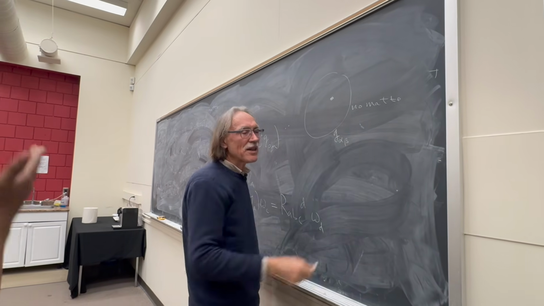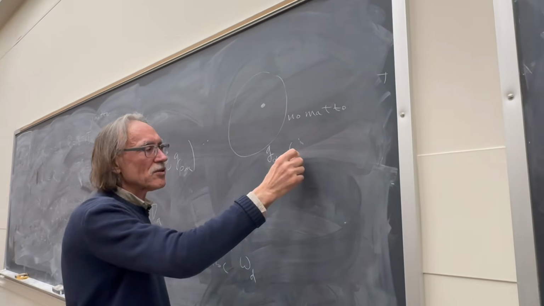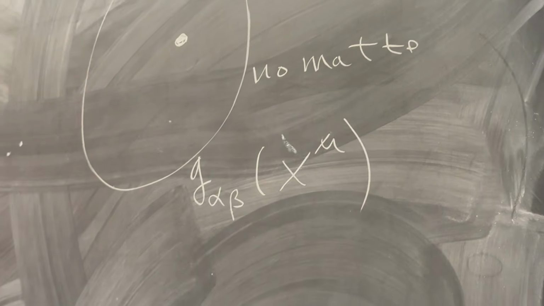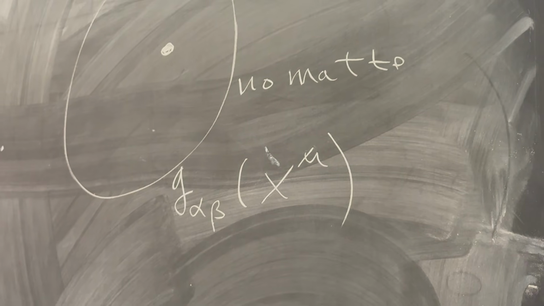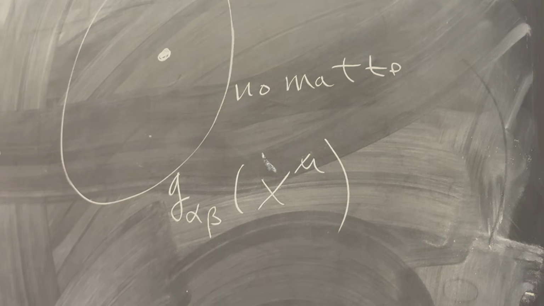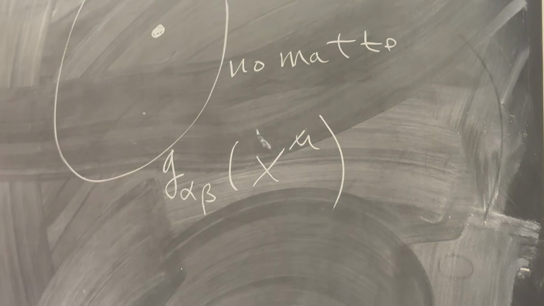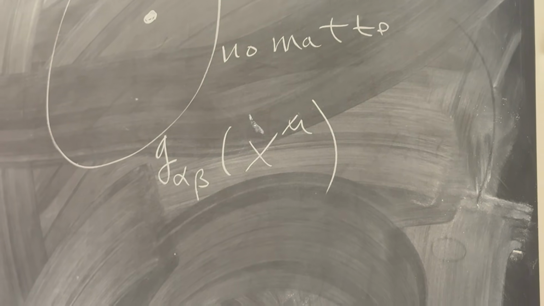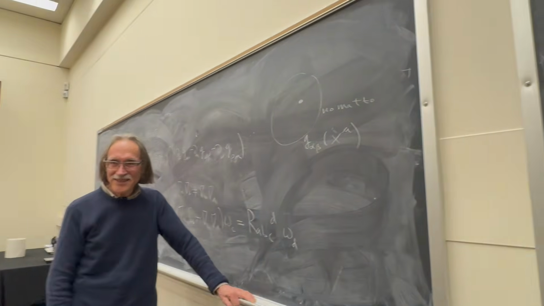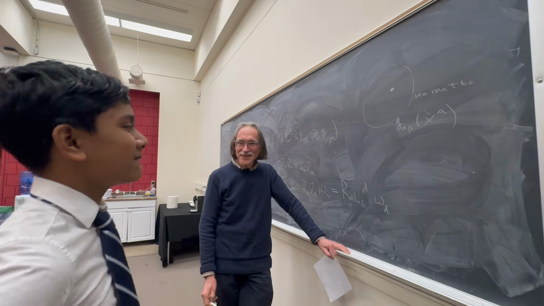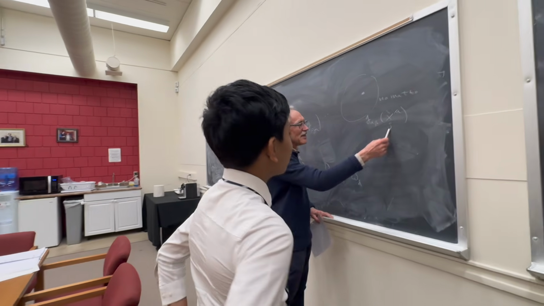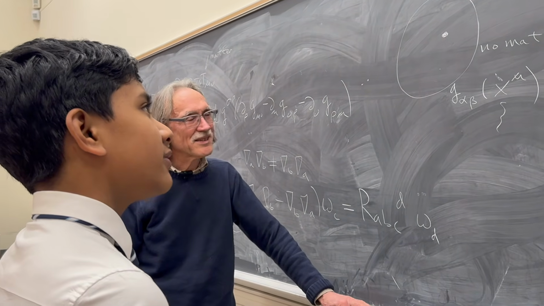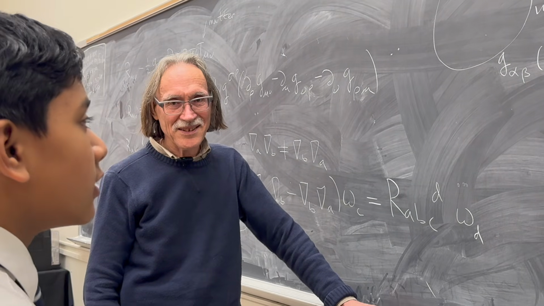G alpha beta is a metric, and it depends on space-time. It's a function of 4 coordinates, and we have to solve for that. And you think you know some properties of that. What do you think you know about the functional dependence of the metric tensor? Functional dependence? So it depends on these coordinates. The space-time interval. Oh, right. We derived that formula for the metric tensor a while ago.